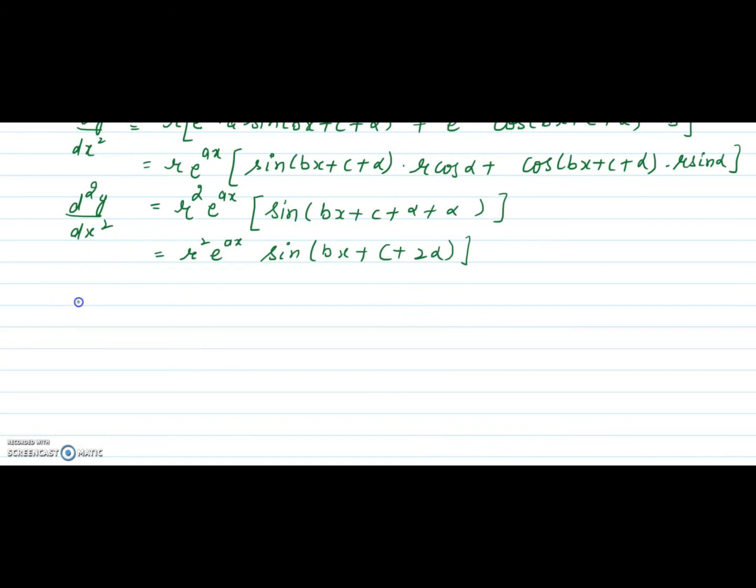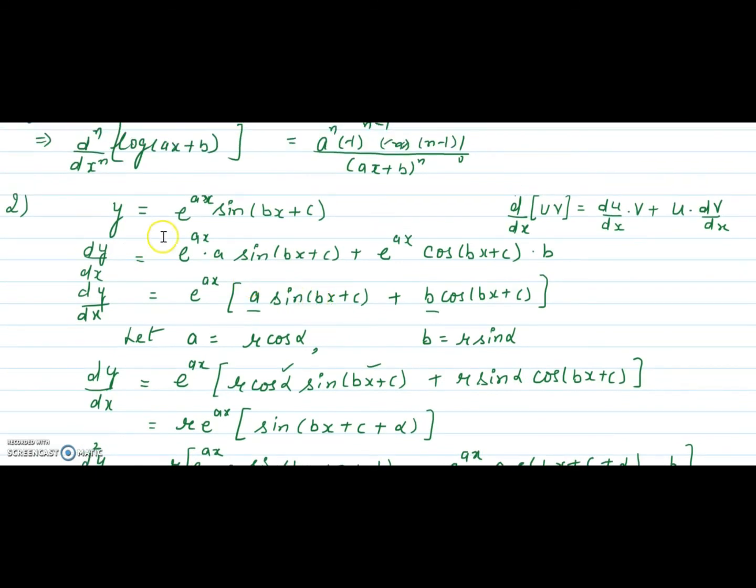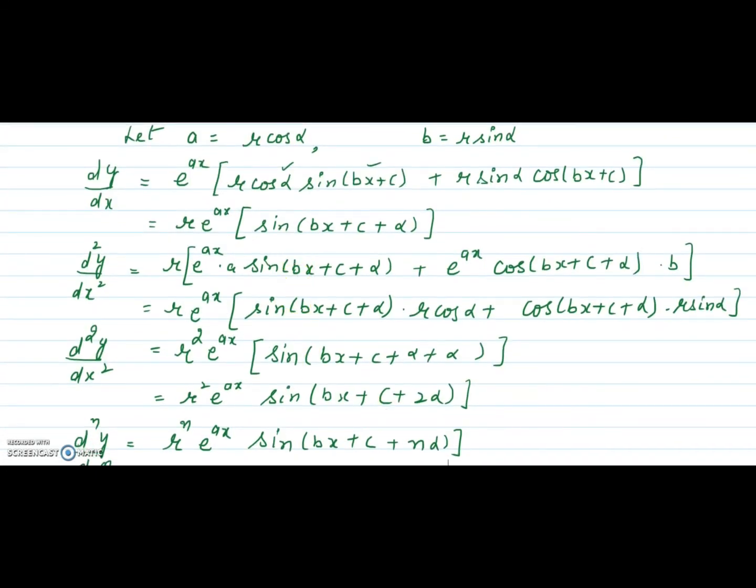Now continuing this way, when I reach the nth order derivative, the power of r will be n. In all derivatives, first and second and up to the nth order derivative, e raised to power ax will be there, and bx plus c. In the second order derivative it is 2 alpha, and in the nth order derivative it will be n alpha. So this is the nth order derivative of the product of e raised to power ax into sine bx plus c, where a, b, c are constants.